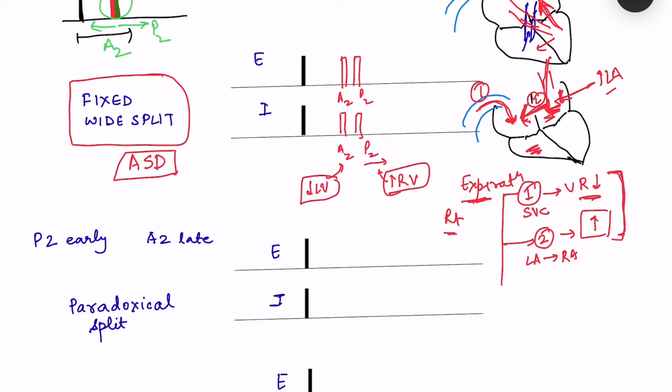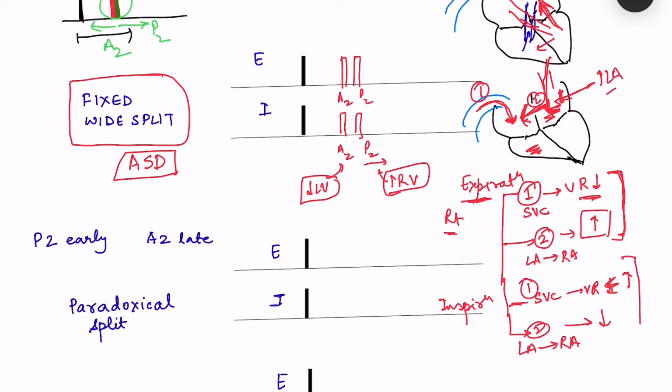Let us see what happens in inspiration. During inspiration, superior vena cava blood, the first part which is there, venous return is increasing, but from the left side, the blood which is coming to the right side is going to decrease because now less blood is coming to the left atrium from the pulmonary vessels. Okay, so yes, superior vena cava venous return is increasing, from the left side it is decreasing.